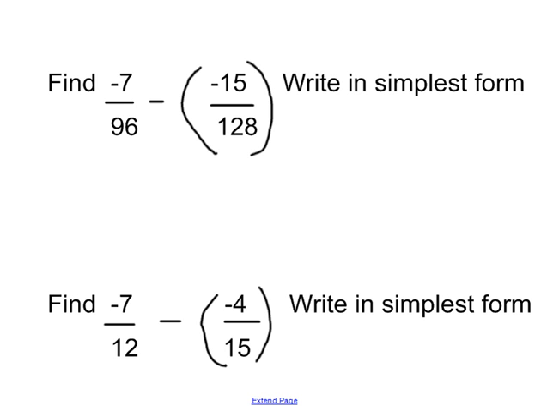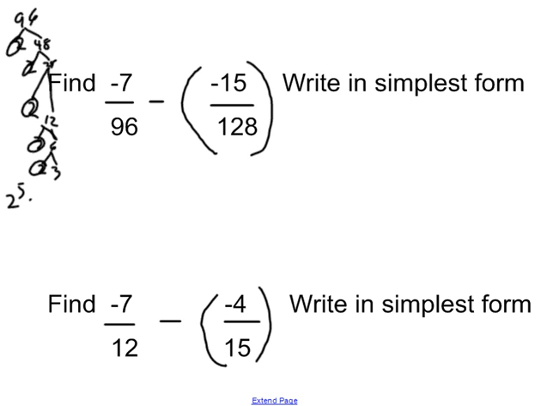This next fraction doesn't look to have a very easy common denominator. So I'm going to look at my factor trees, starting with the factor tree for 96. 96 factors into 2 times 48. 48 factors into 2 times 24. 24 factors into 2 times 12. 12 factors into 2 times 6. And of course 6 into 2 times 3. So I've got 1, 2, 3, 4, 5: 2 to the 5th times 3.